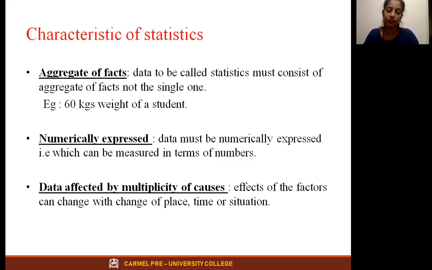Okay, right? Next one. Data which is affected by multiplicity of causes. Coming to the next, this is another characteristic. There are a variety of forces or factors operating on the facts and the figures. So you cannot study the effect of one factor by ignoring the effect of another factor.